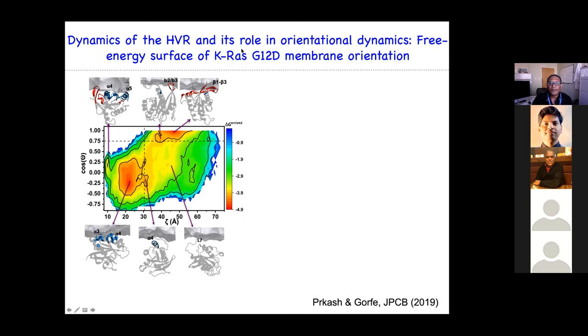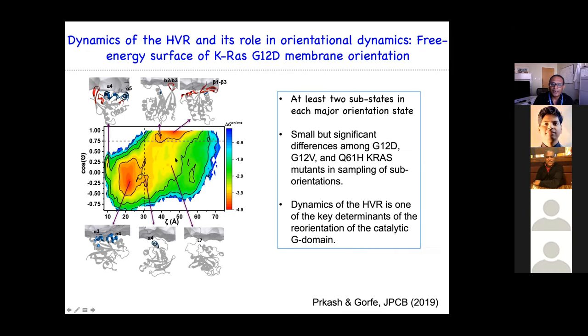The HVR, as I said, is highly dynamic, and it not only matters for lipid recognition or lipid sorting, but it is also important for reorientation of the catalytic domain on the membrane surface. This is just one example for KRAS G12D. This is how the free energy surface estimated from Anton simulations would look. So we have two major basins. We call them orientation state 1 and 2.